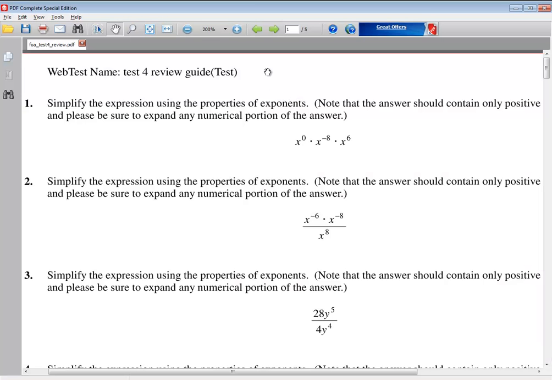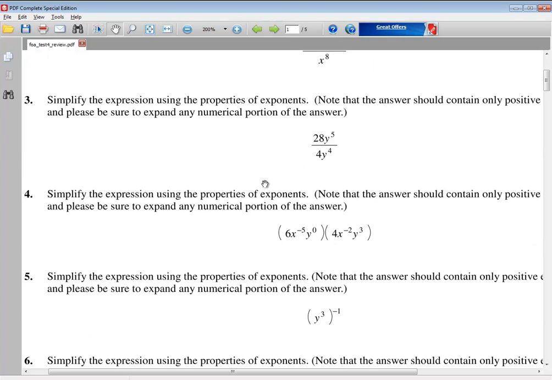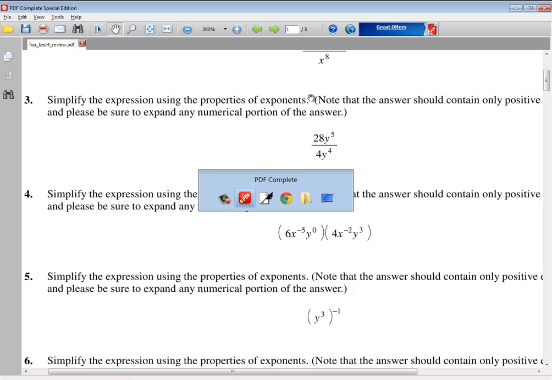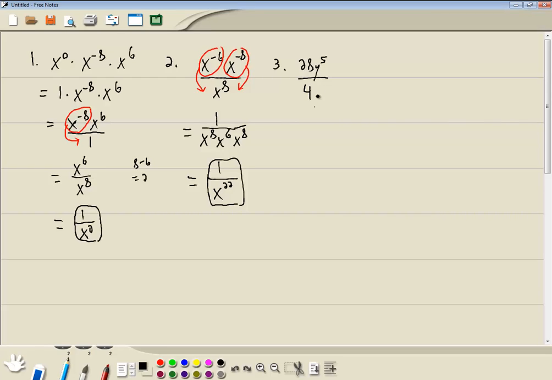Our third problem says, simplify this. We got 28y to the 5th over 4y to the 4th. First off, let's look at the numbers. We got 28 and 4. Those are both divisible by 4. 4 divided by 4 is 1. 28 divided by 4 is 7. So that gives us 7y to the 5th over y to the 4th.